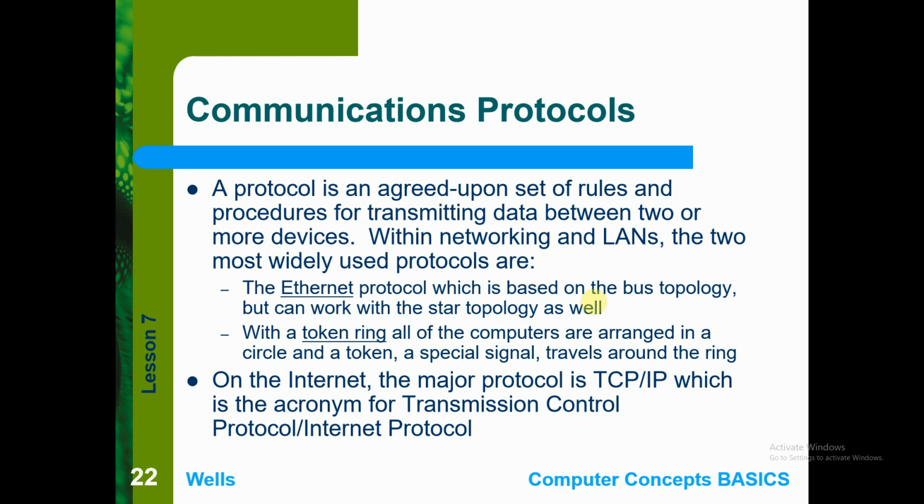Whereas the token ring is arranged in a circle. So the token ring's configuration is based on the circle topology, I mean, the ring topology, wherein the computers are arranged in a circle. In the token ring, a special signal is used to travel around the ring, and that is the protocol to communicate between the computers inside the ring.